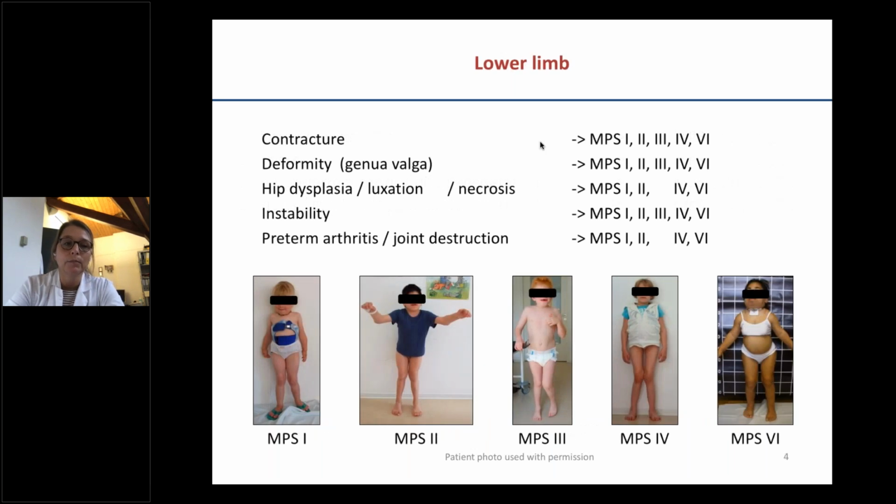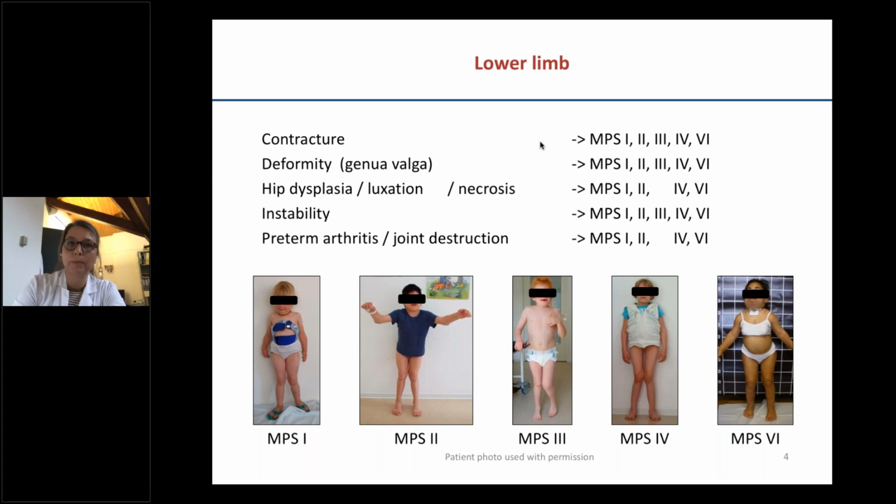And on the lower limb, you see clinical examples over here as well. You have mainly contractures in nearly all of the forms, also in MPS 3, maybe secondary to the CNS involvement, of course, deformities of the lower limb, problems like hip dysplasia or femoral head necrosis, and in MPS 4, the instability is the leading phenomenon and also leads to early joint destruction or preterm arthritis.